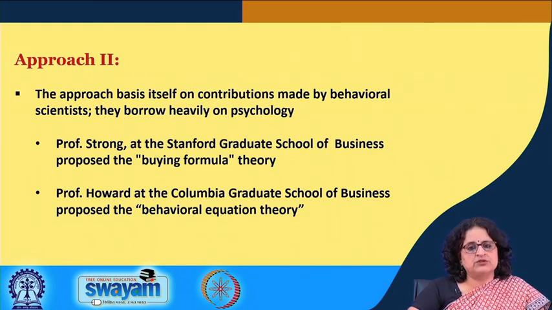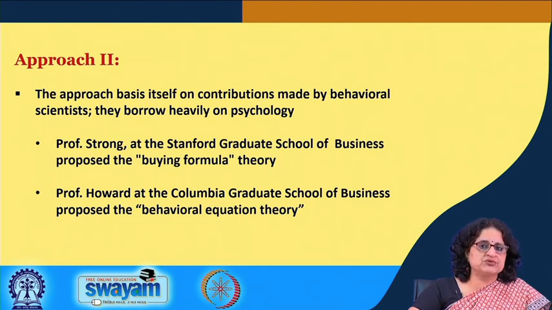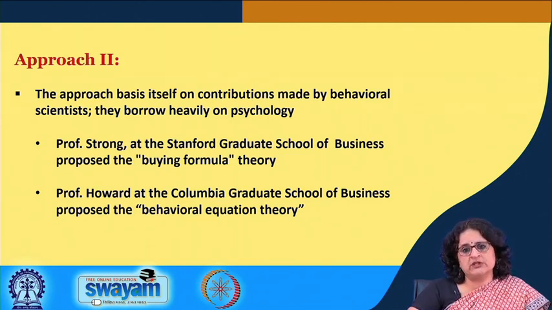Now, two very famous behavioral scientists who have contributed to this approach are Professor Strong at the Stanford Graduate School of Business and Professor Howard at the Columbia Graduate School of Business. Professor Strong proposed the buying formula theory of selling, which basically spoke about the different mental processes, or the cognitive processes, which take place within a prospect's mind, and how the salesperson must draw insights into this so as to be able to formulate an appropriate strategy. This would require the salesperson to go into why he should be behaving the way he should be. So, it actually means gaining insights into prospects' mindset, gaining insight into prospects' needs, wants and preferences.